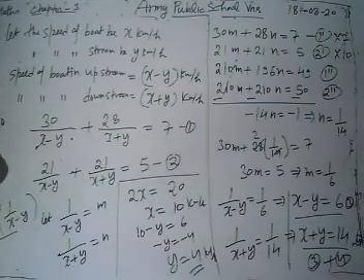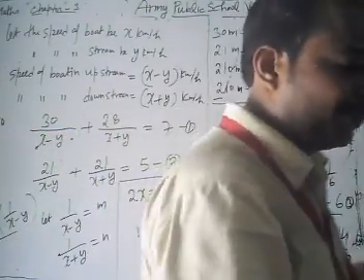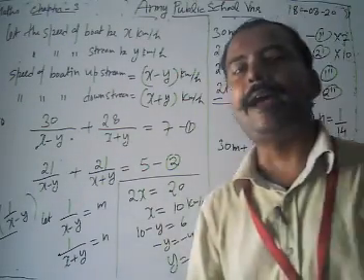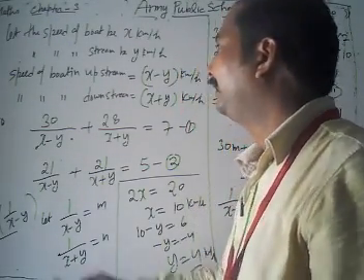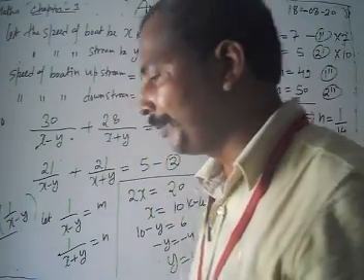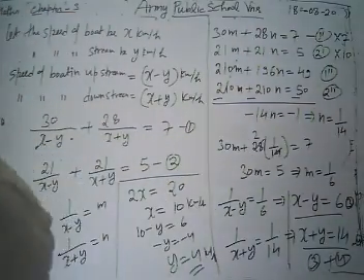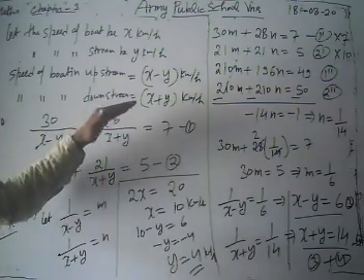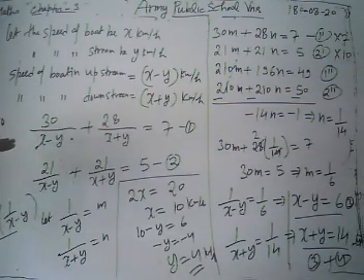Then it's a case of upstream and downstream. In a boat problem, we have to consider what? We have to consider our relative speed. The speed of the boat upstream is given by x minus y kilometers per hour and the speed of the boat downstream is given by x plus y kilometers per hour.